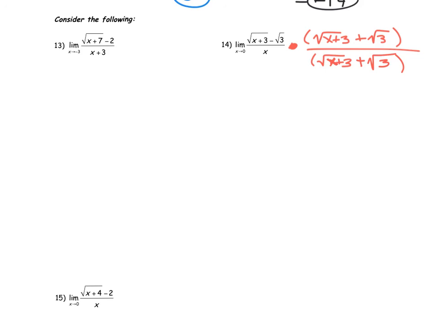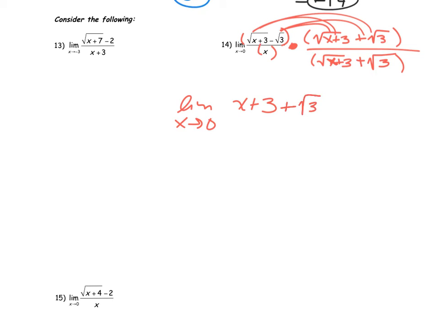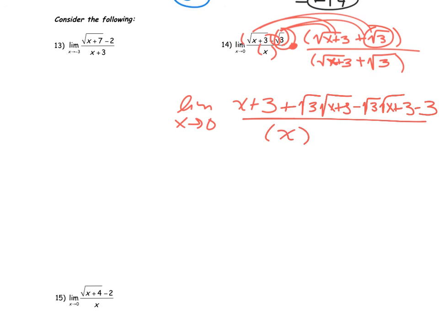So I'm going to do my double distribution, put my parentheses around there. And I'll have the limit as x approaches 0. I'll have square root of x plus 3 times square root of x plus 3, plus square root of 3 times square root of x plus 3, minus square root of 3 times square root of x plus 3. And then I have rad 3 times rad 3, and there's a minus out front, so this will be minus 3. All over, I'm going to leave exactly as it is. I'm not going to simplify the denominator because you're going to see some things are going to cancel. Keeping that limit, don't drop it.